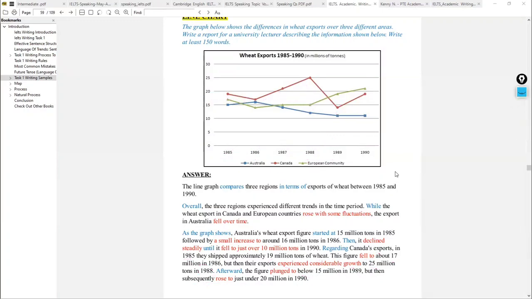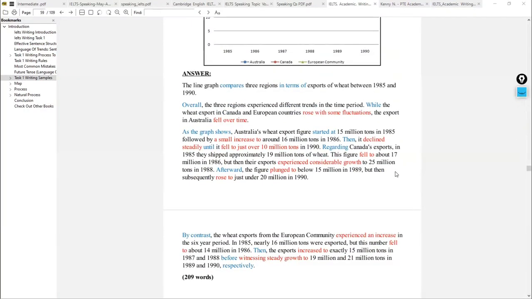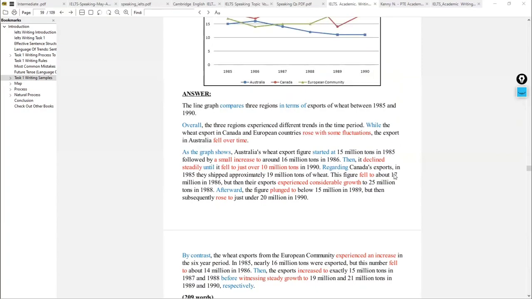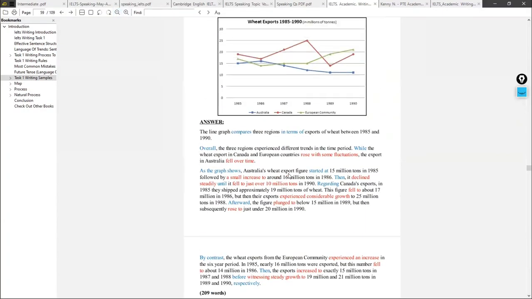So finally, now I have to talk about the European community. Let me zoom the page out. I know that the picture will be a little small. You can zoom the video in just to check the words. Okay, now by contrast, I'm looking for differences.